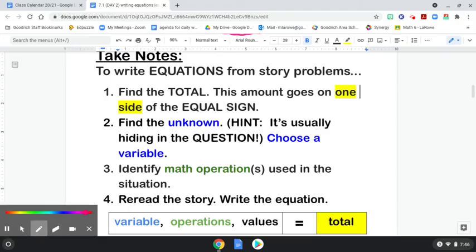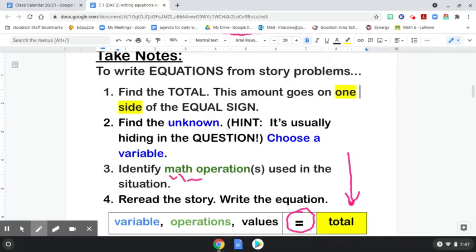So we'll put our total information on one side of our equal sign. Then find the unknown. The hint, it's usually hiding in the question. So if at the end it says, how many kids were on the playground? Our question is all about kids. So maybe K will be a good variable. How much is the cost per pound? Maybe P for pound, maybe C for cost.